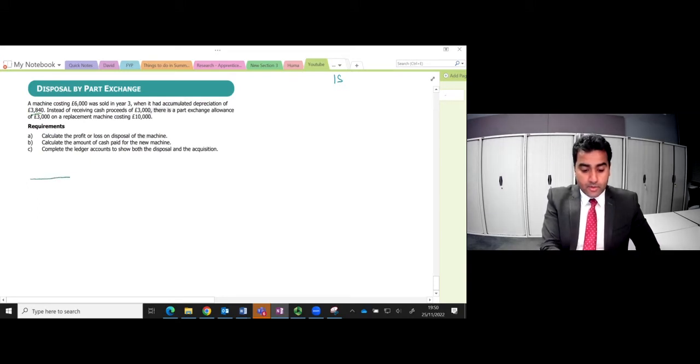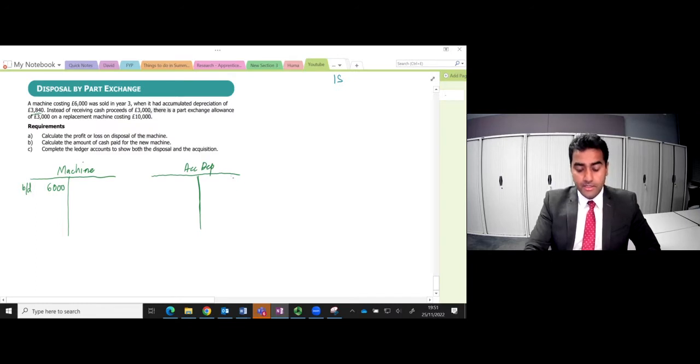So I'm going to open the T account, and my first T account is called machine. And the brought down balance of the machine account is £6,000. At the same time, I'm going to open an accumulated depreciation account, and the value of my accumulated depreciation opening balance is £3,840, and that is the brought down balance.